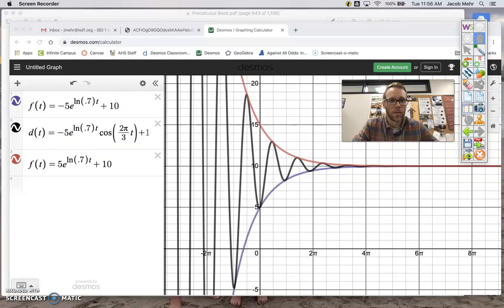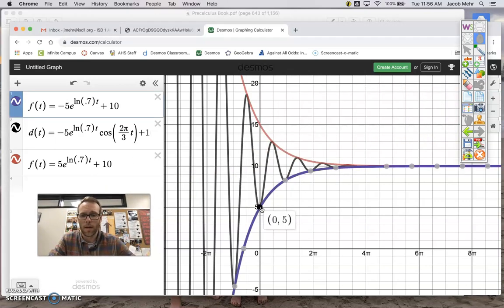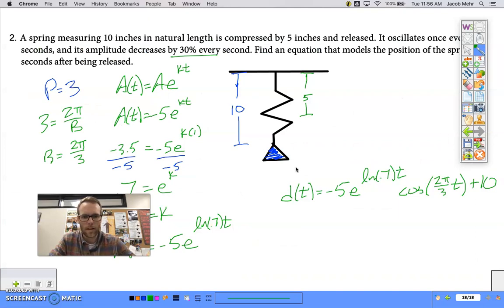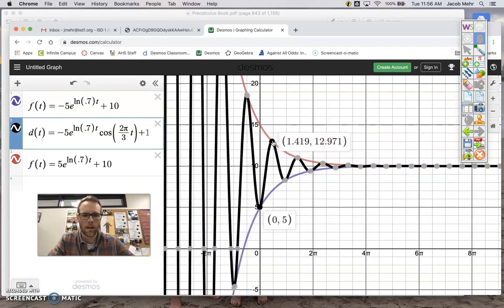All right, so does this look the way that we wanted it to look? Well, at 0 seconds, it needs to be 5 units away from the ceiling. That looks good. Then it needs to gain in its distance away from the ceiling, come back down to go to 15. However, because it's damped oscillation, it can't get all the way to 15. It's going to start damping right away. So we can see there, we only make it to about 12.97 inches below the ceiling. Then we come back up.